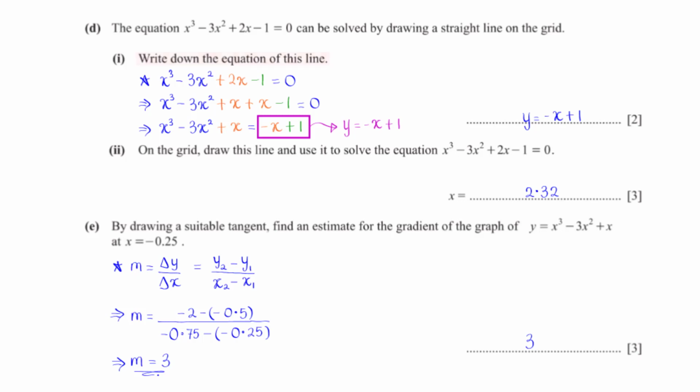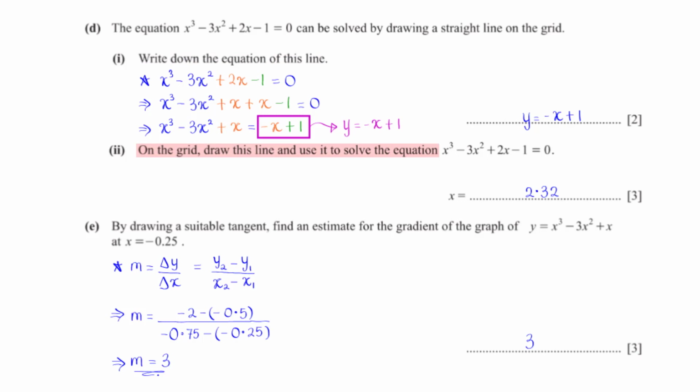The equation x cubed minus 3x squared plus 2x minus 1 equals 0 can be solved by drawing a straight line on the grid. Write down the equation of this line. First, we need to rewrite the given equation to leave the function of the curve, x cubed minus 3x squared plus x, on one side of the equation. To do this, we can rewrite 2x as x plus x. Now, we leave x cubed minus 3x squared plus x on one side of the equation and move the other terms to the other side of the equation. This means the line we need to draw on the grid is y equals -x plus 1.